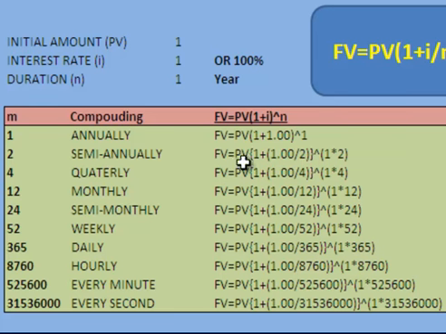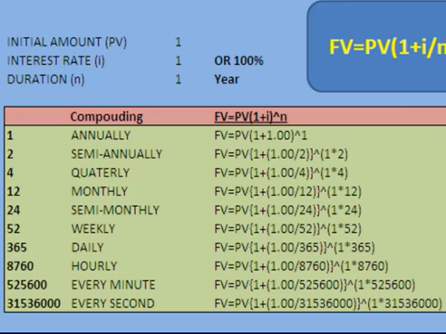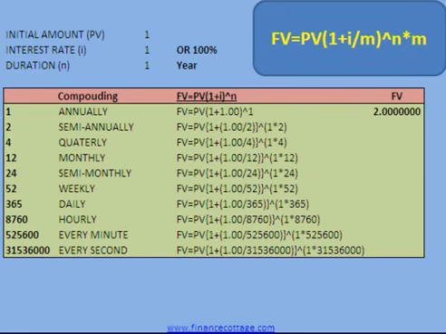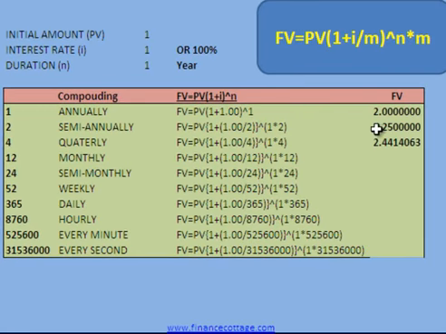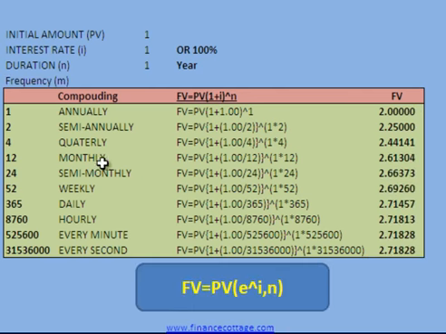So what is the future value in case of annual compounding? In case of annual compounding we have already calculated the future value equals 2. What in case of semi-annual and quarterly compounding? In case of semi-annual compounding the future value of $1 would be 2.25. In case of quarterly it is 2.44, and in case of monthly compounding you can see the value of $1 equals 2.613, semi-monthly 2.66, and 2.69 for weekly. For daily it is 2.714, for hourly it is 2.718.